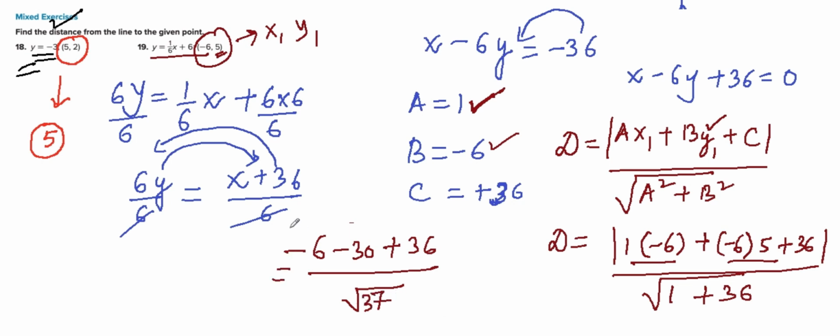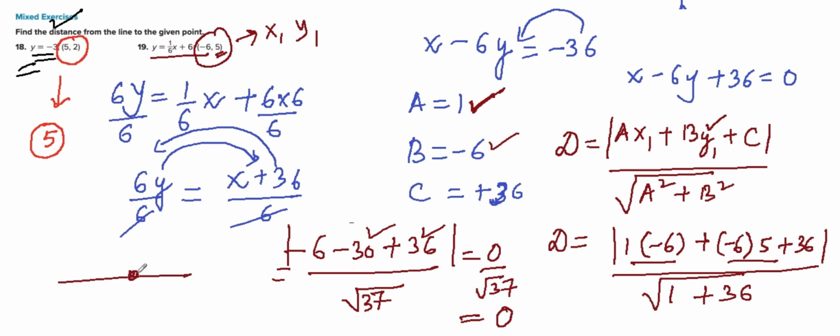So what will be this? This is coming 0. 36 minus 36, 6 minus 6 is 0. 0 over root 37. So distance, there is no distance. There is no distance between the point and the line. That means the point lies on the line. That means the given point is on the line. So there is no distance. Distance is 0. So this is a very important question.